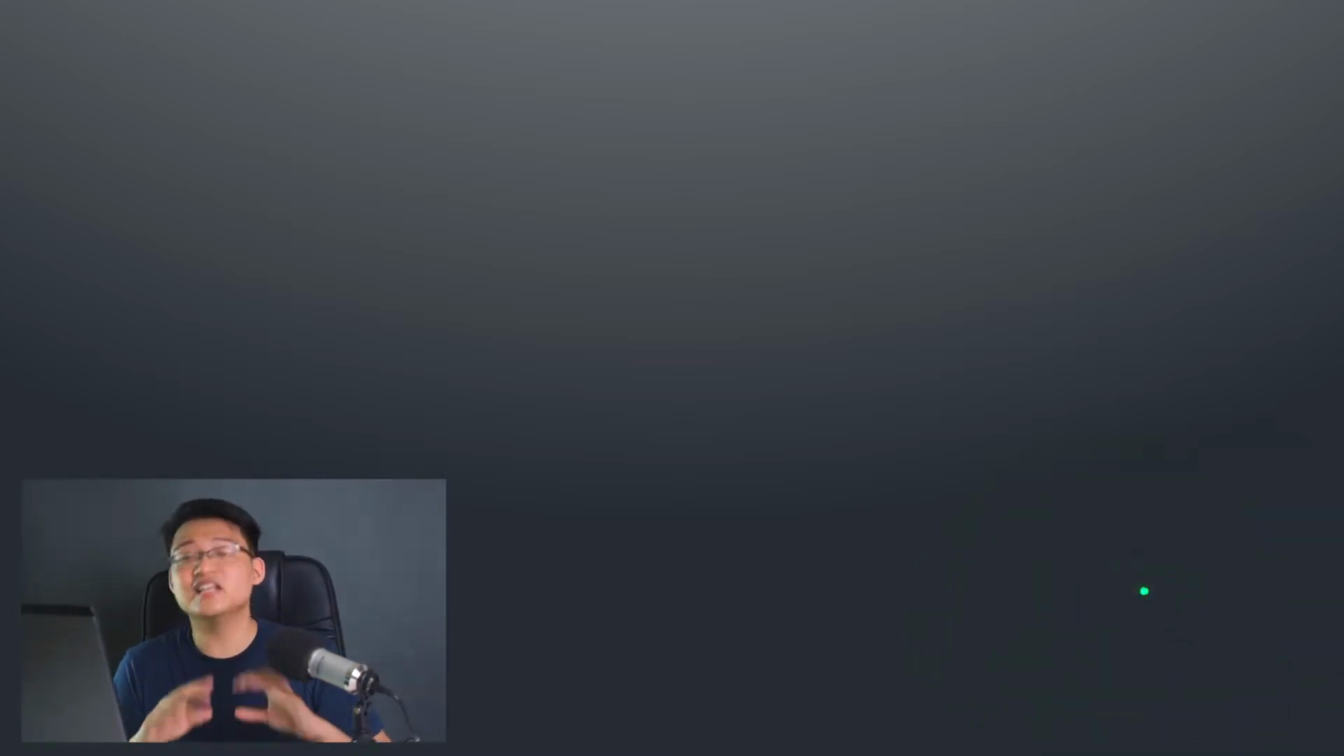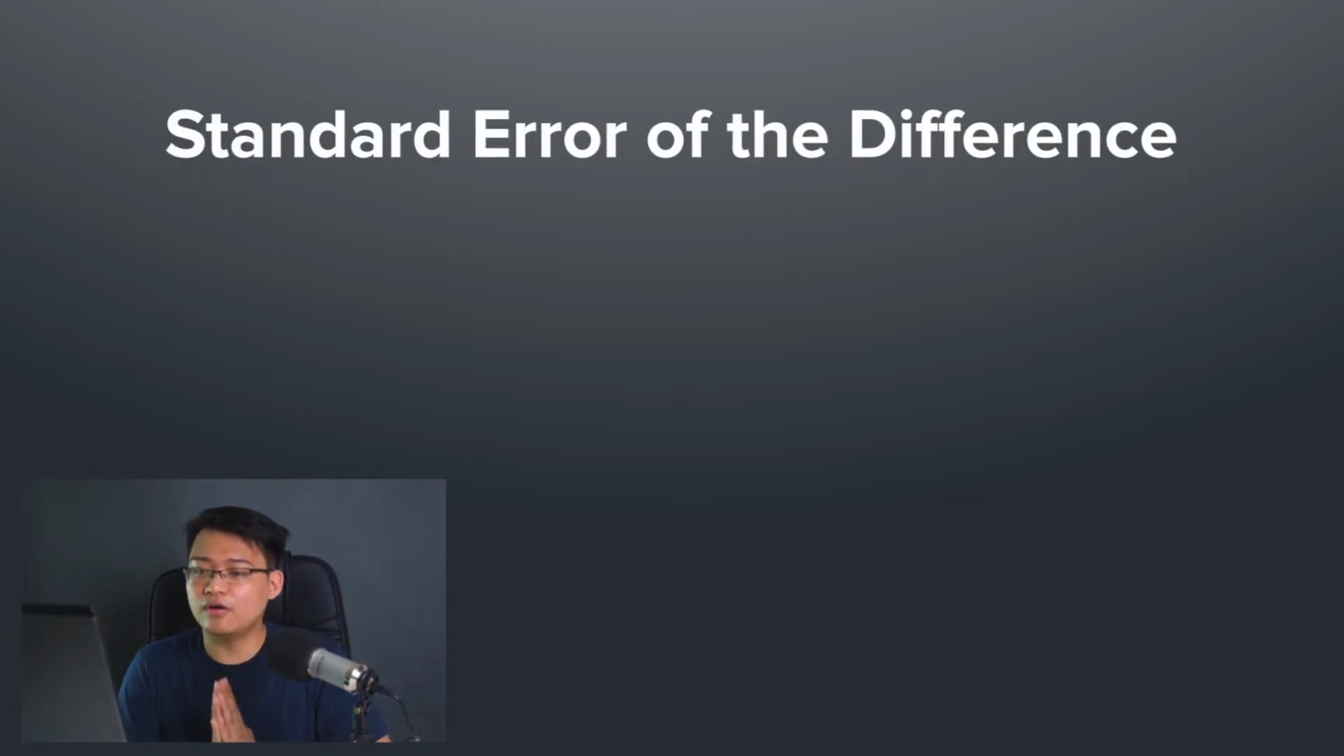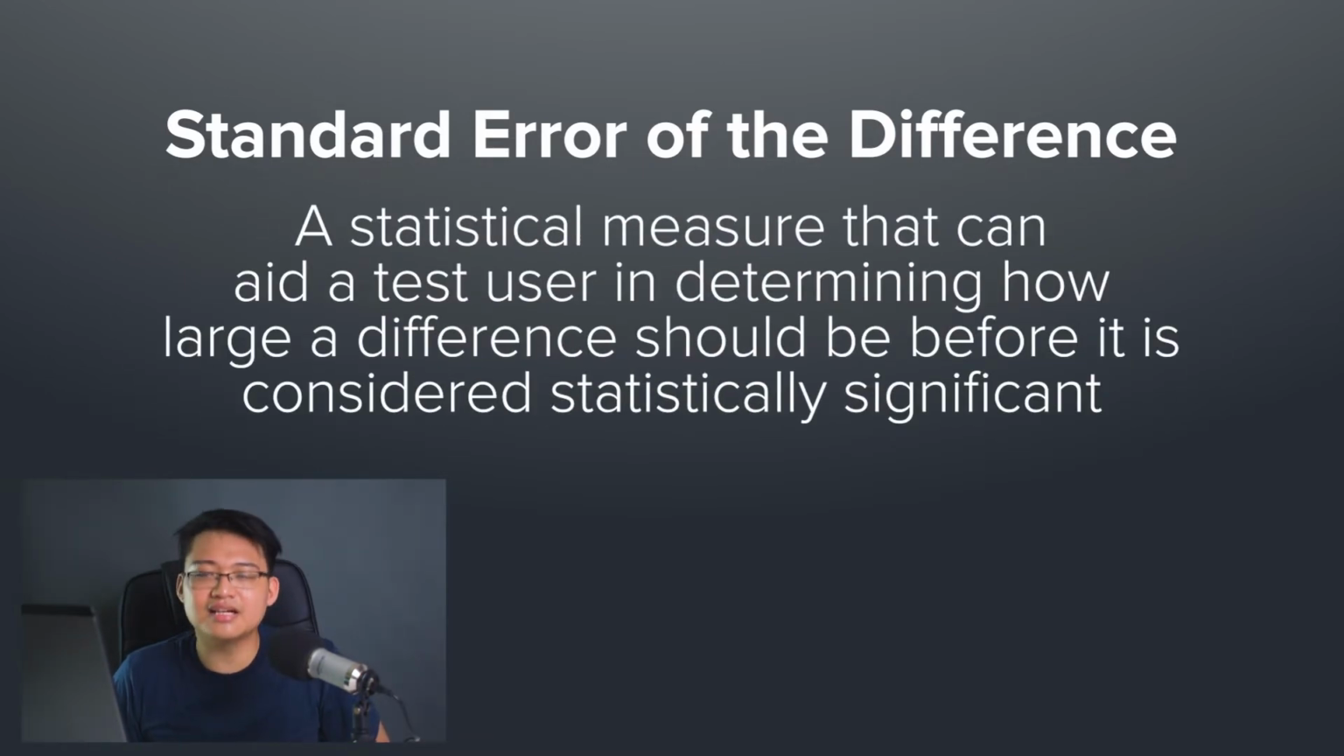Since we are asking if Mo performed significantly better than Larry, we are here talking about standard error of the difference. So what is standard error of the difference? It is a statistical measure that can aid a test user in determining how large a difference should be before it is considered statistically significant. Basically, gaano ba dapat kalaki yung lamang or yung kulang sa dalawang scores para masabi mo na statistically significant na yung difference nila. How do we go about calculating this?